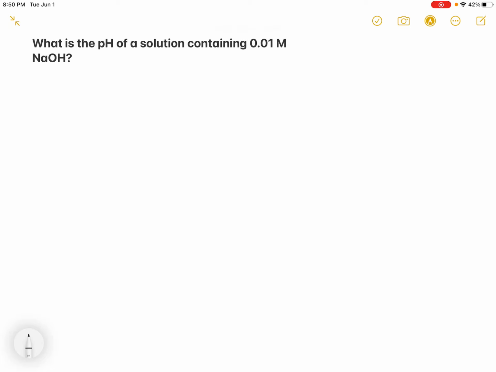In this example, we'll look at our final relationship between concentrations and pH by being able to look at pOH. So this example asks us, what is the pH of a solution containing 0.01 molar of NaOH?